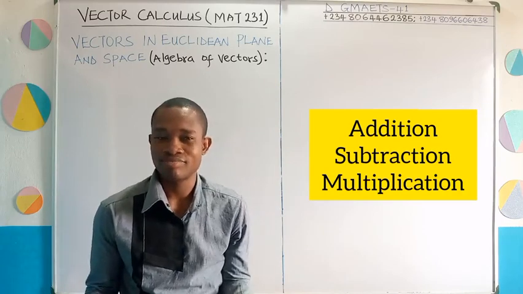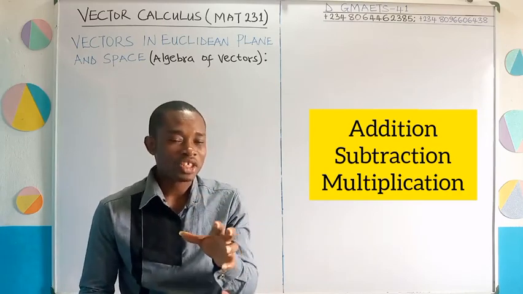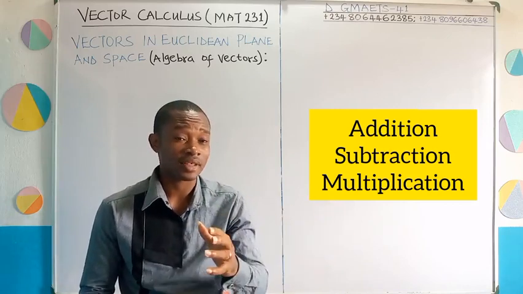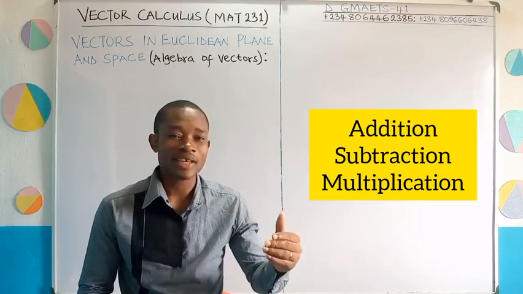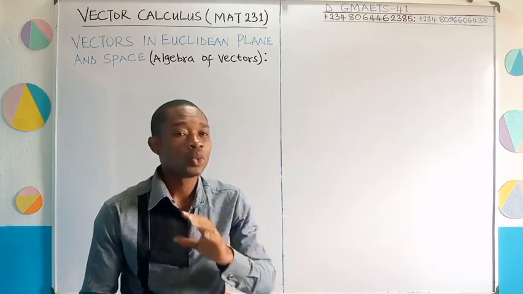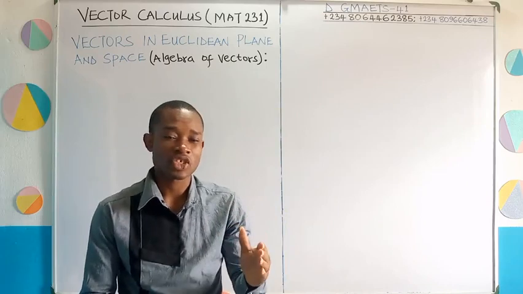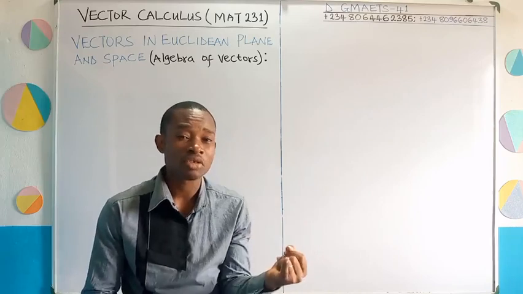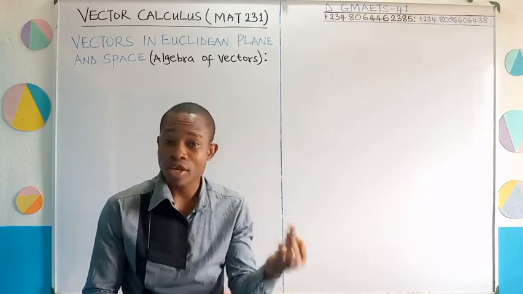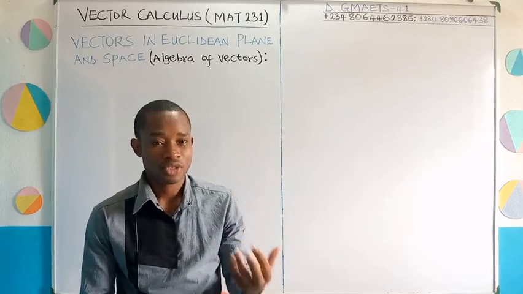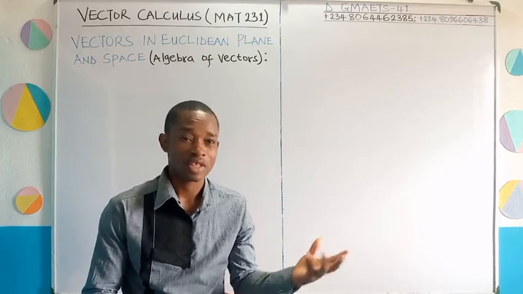Maybe partially, not fully. Partially because we can divide a vector by a scalar, but we cannot divide a vector by a vector. Once again, we cannot divide a vector by another vector. We cannot do that. But you can add two or more vectors, you can subtract two or more vectors, we can also multiply two or more vectors, as the case may be.